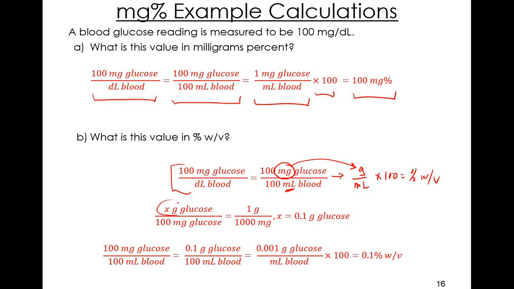So we have X grams of glucose per 100 milligrams. Knowing that 1,000 milligrams is in a gram, we can crisscross, and we see that that's equal to 0.1 grams of glucose. So 100 milligrams of glucose per 100 mils of blood is the same as 0.1 grams of glucose per 100 mils of blood. We can divide that through, 0.001 grams per mil, times by 100, and it's 0.1% weight per volume.